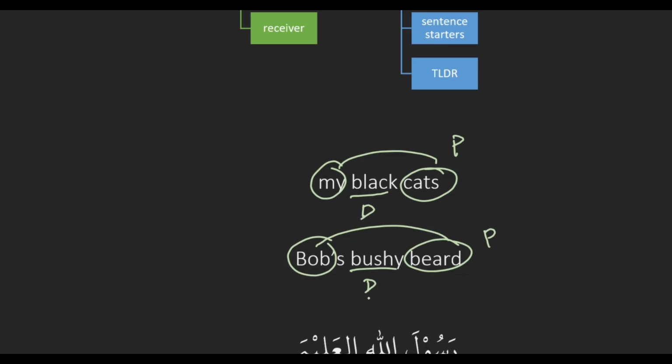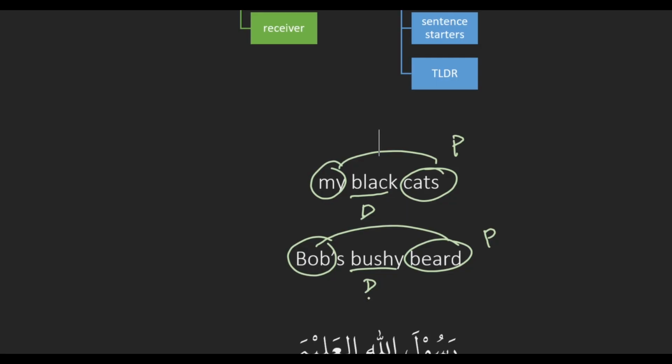Exactly. So what do we need to know about describing a possessive fragment? The possessive fragments, my cats and Bob's beard, are those general or specific? Specific, because my cats are particular cats. We're talking about my cats specifically, not just random cats. And what about Bob's beard? It's talking about this guy named Bob and his beard. We're not talking about any old beard, as weird as that sounds. And then remind me what we said about descriptives. They are either both general or both specific.